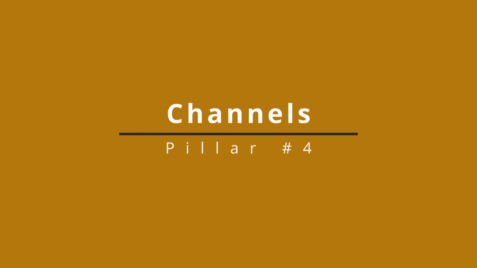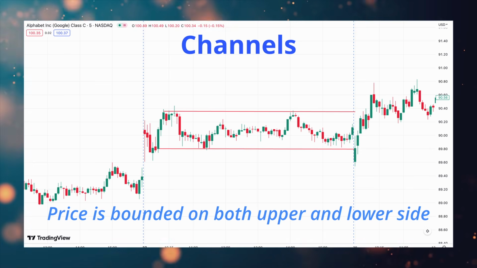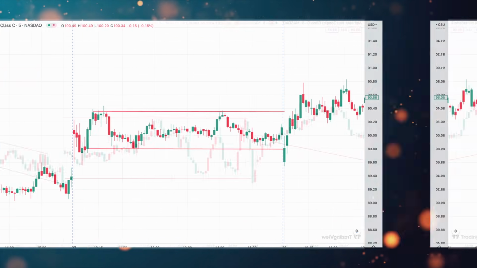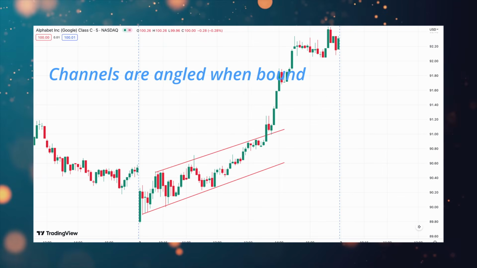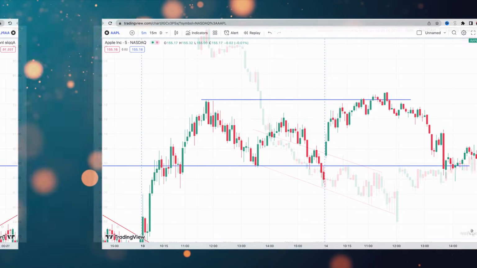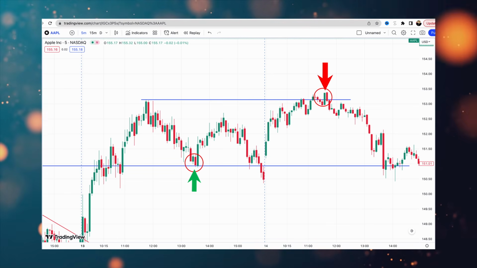Pillar number 4, channels. If a price is bound on both upper and lower sides, it is said to be in a channel. Channels are horizontal when bounded by support and resistance, and they are angled when bounded by trend lines. They are extremely important in range-bound markets and give us the exact level to get in and get out.